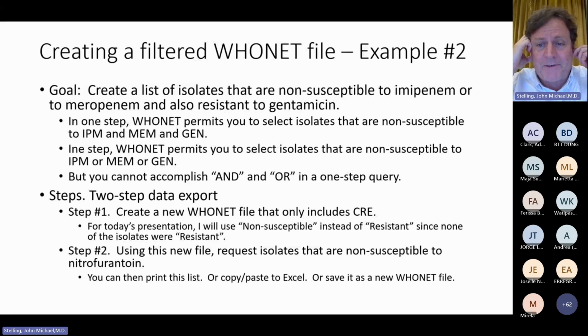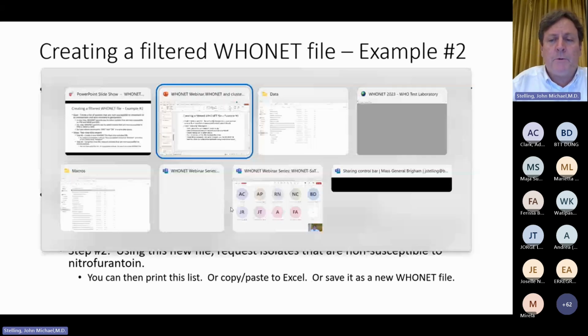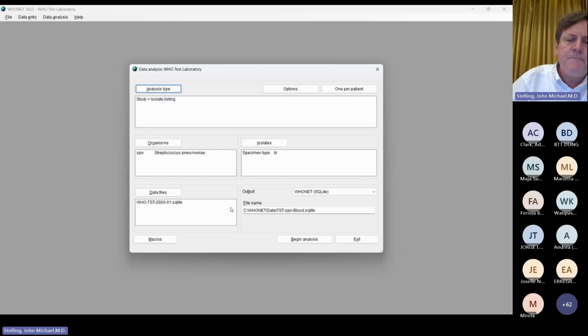In fact, I'm going to do nitrofurantoin. The problem with my 1 month of sample data is I wasn't finding anything, but this example that I will show you does work. So we're going to do this in 2 steps that you see below. First, we're going to create a file that has all of the CRE. So that's what I will do first. That's what I will start with.